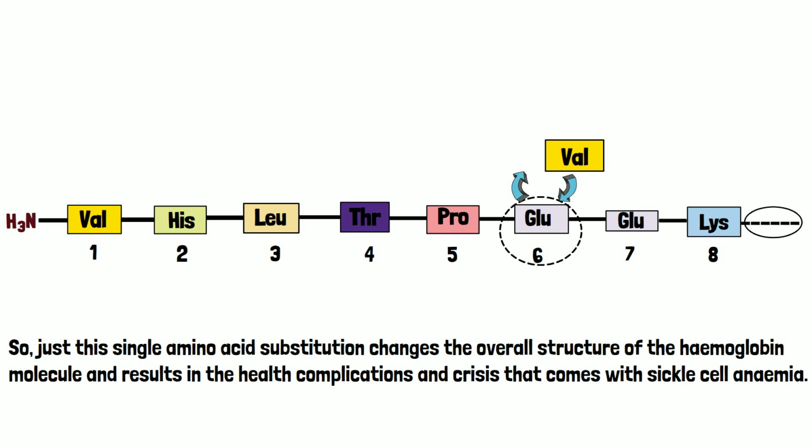So just this single amino acid substitution changes the overall structure of the hemoglobin molecule and results in the health complications and crisis that comes with sickle cell anemia. Now you've seen how important it is for the amino acid sequence of a protein to remain unchanged. So a change in the amino acid sequence of the polypeptide chain of a protein can alter the overall structure and function of that protein.